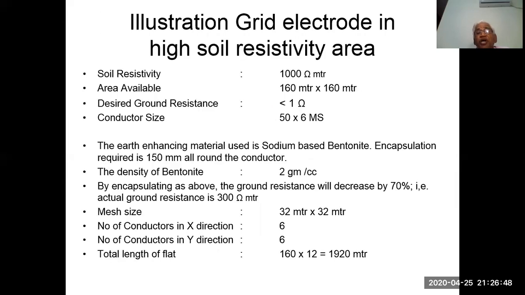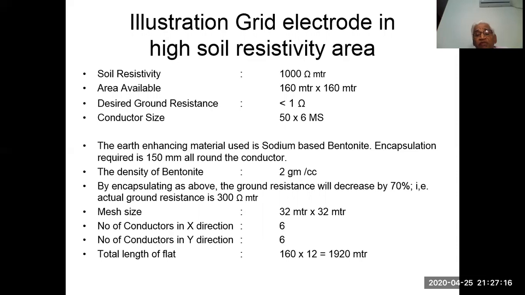Now illustration: grid electrode in high soil resistivity. Soil resistivity is taken as 1000 ohm meters. The area we have taken is 160 by 160. Desired ground resistance is 1 ohm, and the conductor size is 50 into 6 mm. The earth enhancing material used is sodium based encapsulated, and the requirement is 150 millimeters. So along the pipe, in a diameter of 150, you can put it.